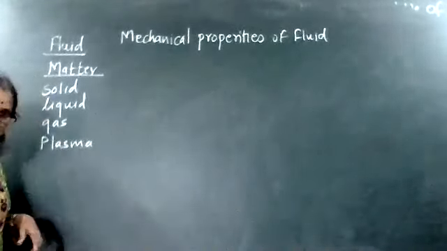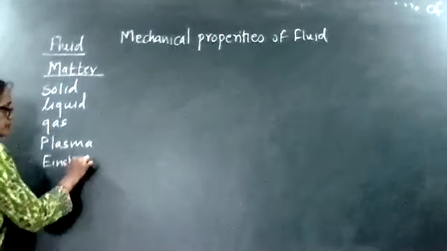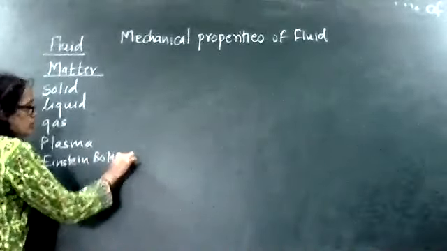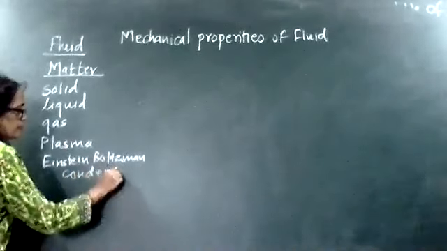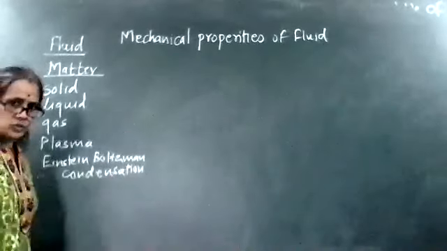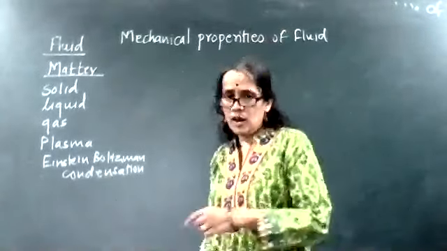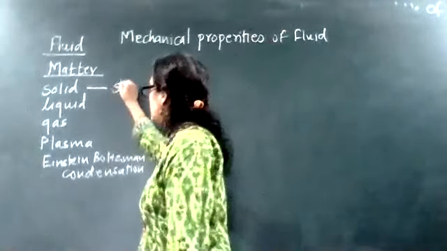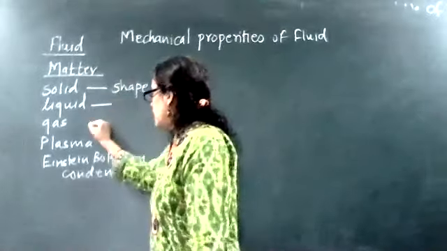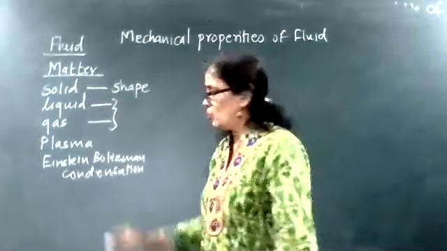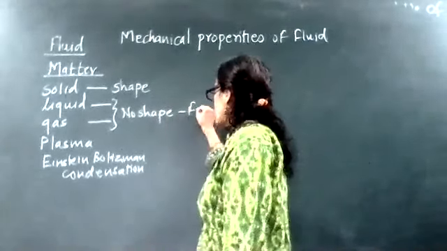And there is one more state, which is called the Einstein-Boltzmann state, or Einstein-Boltzmann condensation. So this is nothing but the fifth state of matter. Clear? Now we know that a solid has a definite shape, while liquids and gases have no definite shape, but they have a fixed volume.